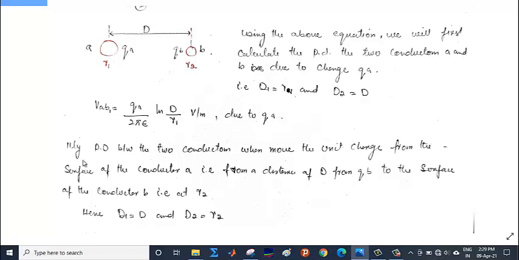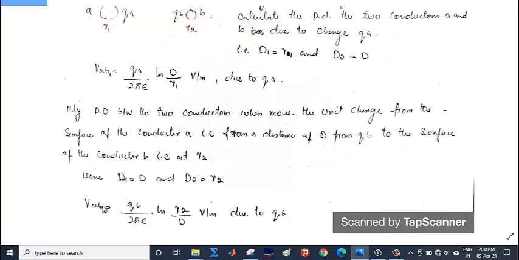It will be due to QA. Similarly, the potential difference between the conductors when we move a unit charge from the surface of conductor A, that is from a distance of d. Now the charge is this, and the point at which the potential difference has to be calculated is again the same, but now the first point will be this, and it is at a distance d from this point. The second point will be the surface of this, that is R2. That means now d1 will be equal to d and d2 will be equal to R2. So the distance of d from QB to the surface of the conductor B, that is at R2.